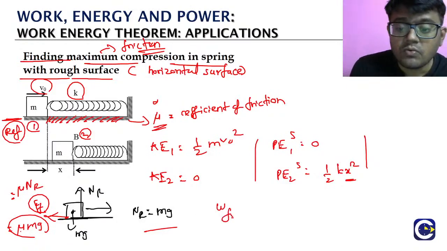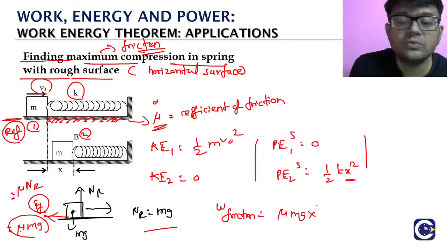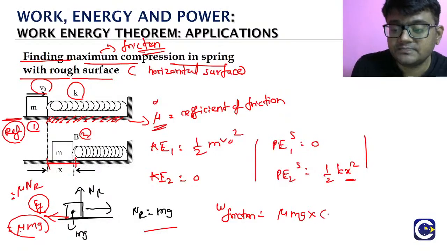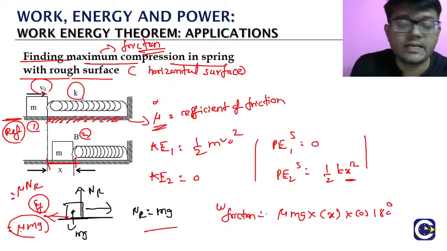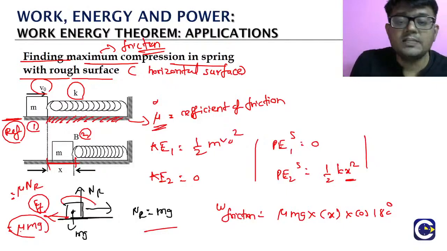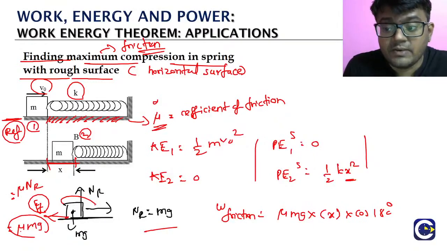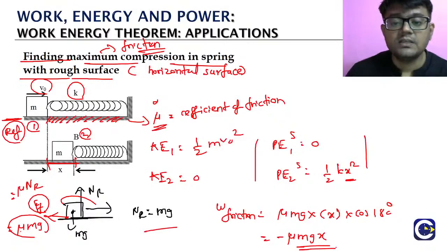Now, the work done by friction will be the frictional force times the displacement of the block, which is x, times cos of the angle between them. The displacement is to the right and the frictional force is to the left, so the angle between them is 180 degrees, and cos 180 is minus 1. So minus mu mg x. This is the work done by the frictional force.